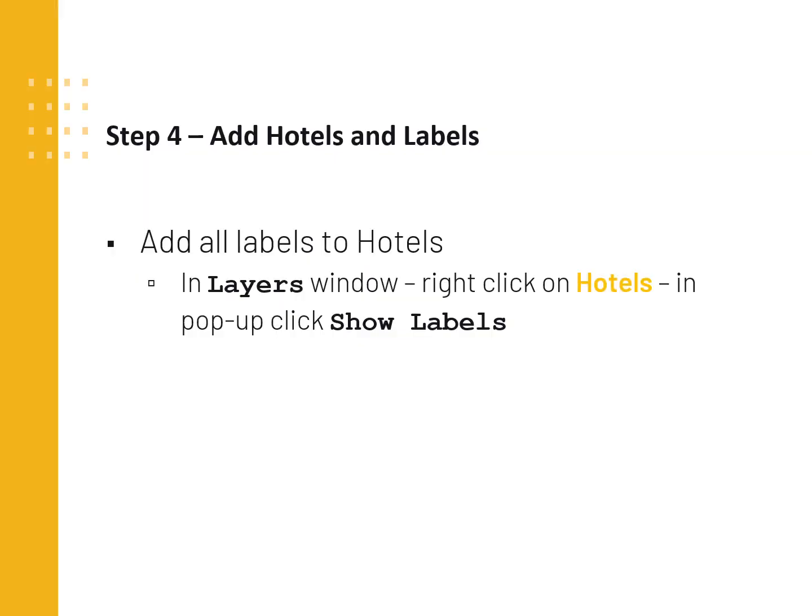So querying each individual hotel label is not particularly efficient. So what about if I turn the labels of all the hotels on at the same time? So how do you do that? In the layers window that's to the left, you're going to right click on hotels, and in the pop-up, you're going to click on the Show Labels option.